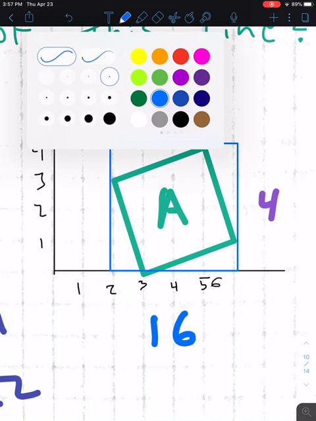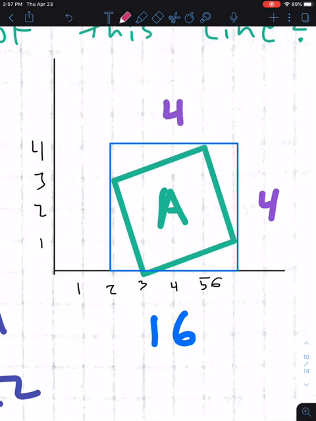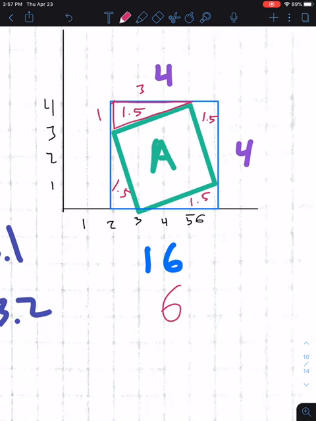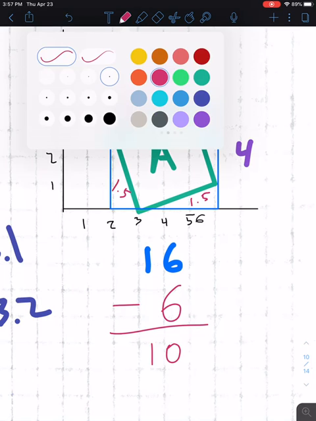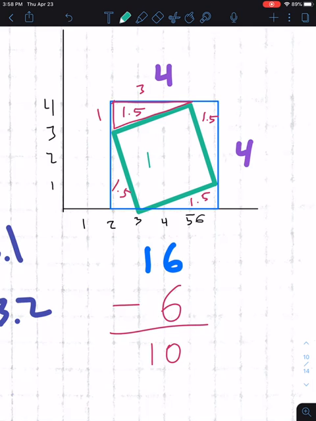And now we've got to talk about these little triangles on the side. So let's find the area of those as well. We've got a height of 1 and a length of 3, so 3 times 1 is 3, divided by 2 is 1.5. So all of these triangles have an area of 1.5. If we start taking those away from the total area of 16, well, 1.5 times 4 is 6. So the total area of the triangles is 6. If we subtract that, we get 10. So that means the area of our tilted square should be 10.